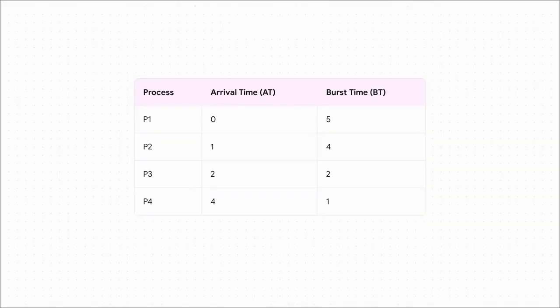Okay, theory is great, but let's make this real. Here's a set of 4 processes we're going to work with. You can see when each one arrives and how much total CPU time or burst time it needs. And the most important rule for our little system, the time quantum is set to 2 units.